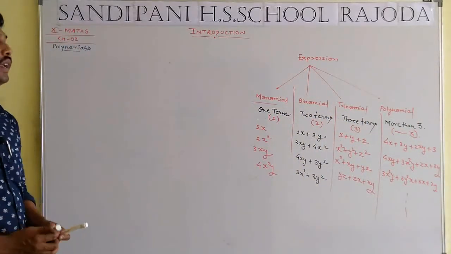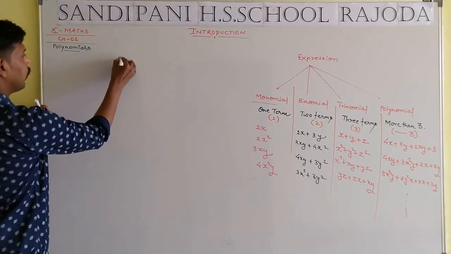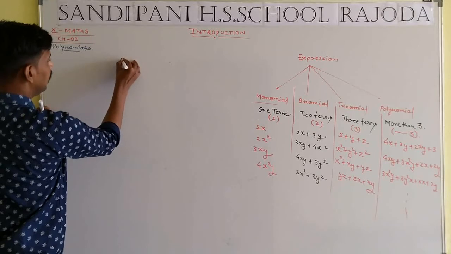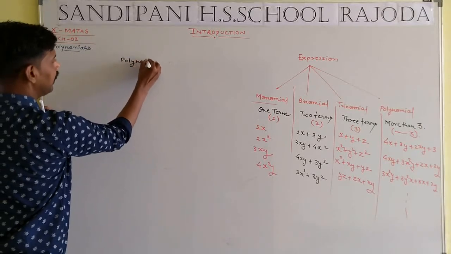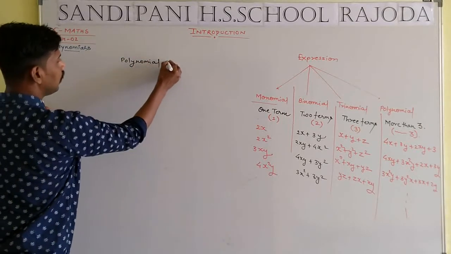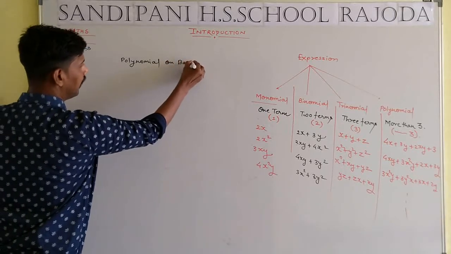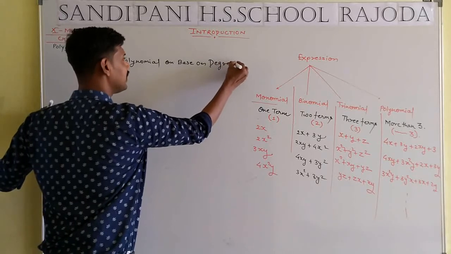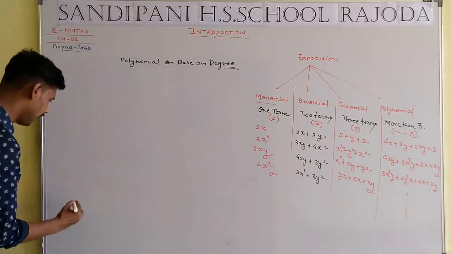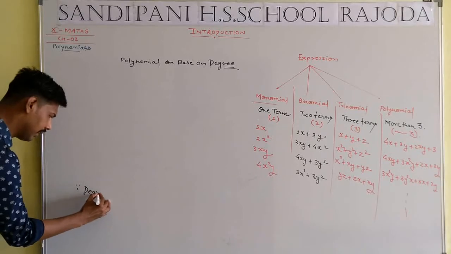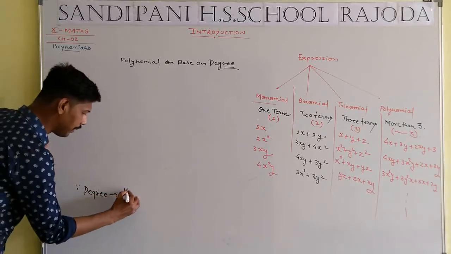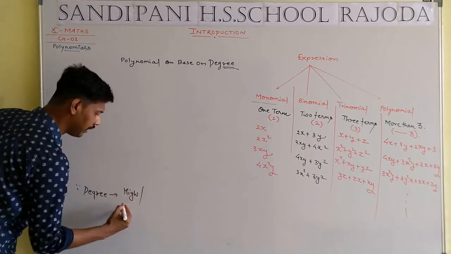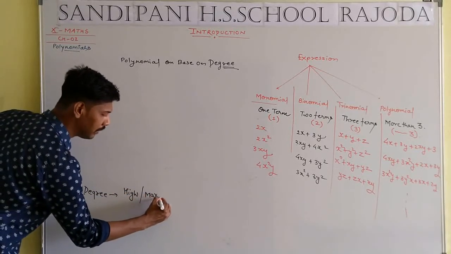Now, types of polynomial. Types of polynomial on the basis of degree. What is the meaning of degree, students? Degree means the highest or maximum power.